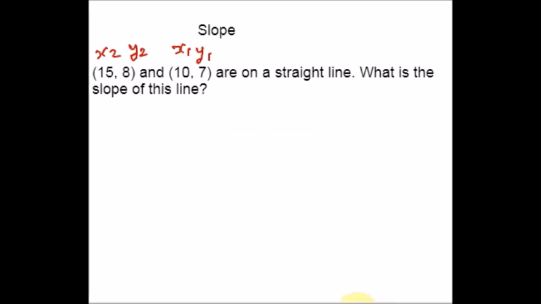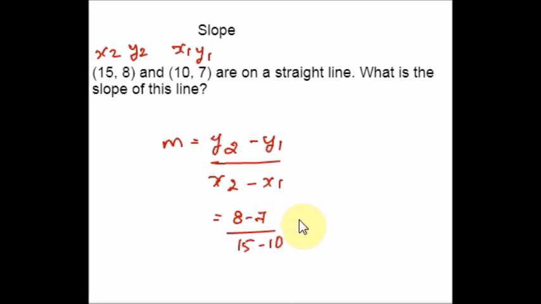So what is the equation of the slope? Am I right? So y2 is 8, y1 is 7. 8 minus 7, and in the denominator x2 is 15, x1 is 10. So 15 minus 10. Let me plug in these values in the formula. In the numerator we'll be getting 1 and in the denominator 5.